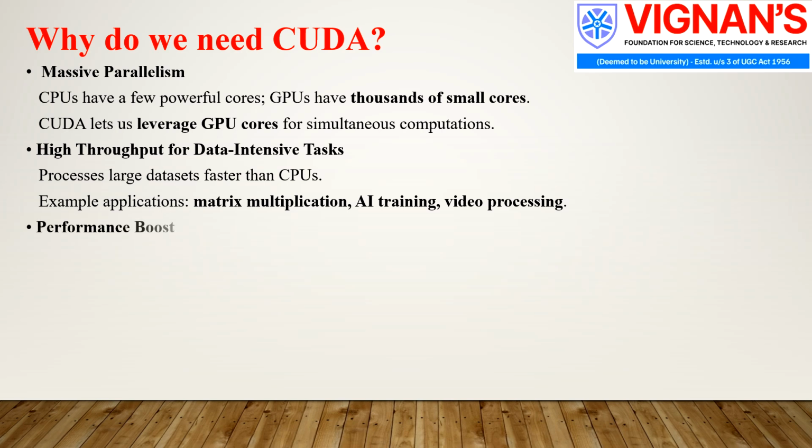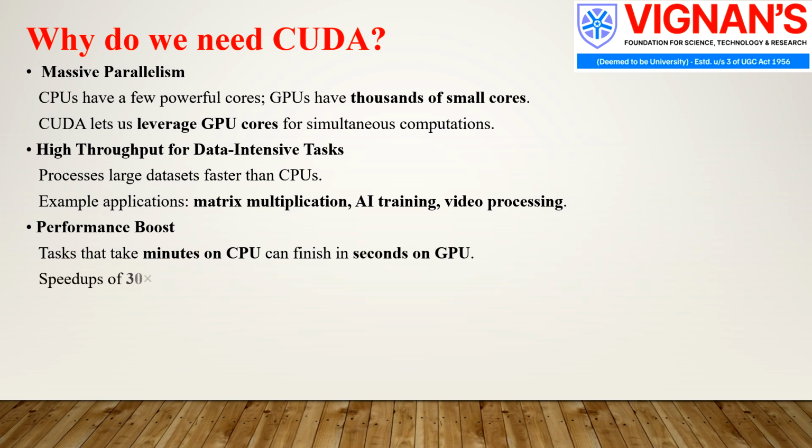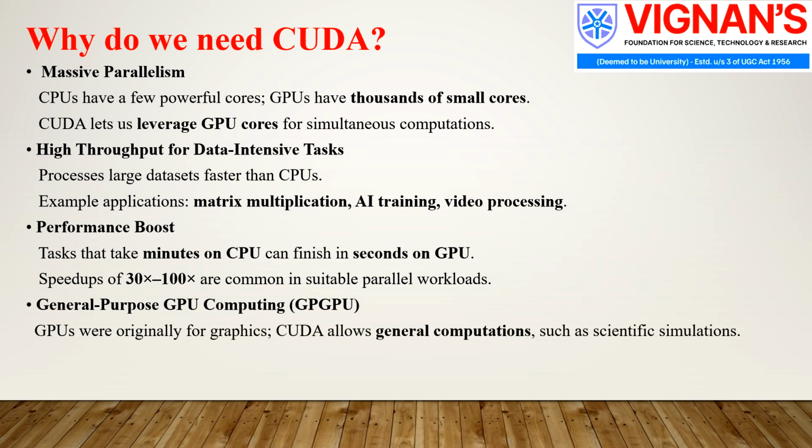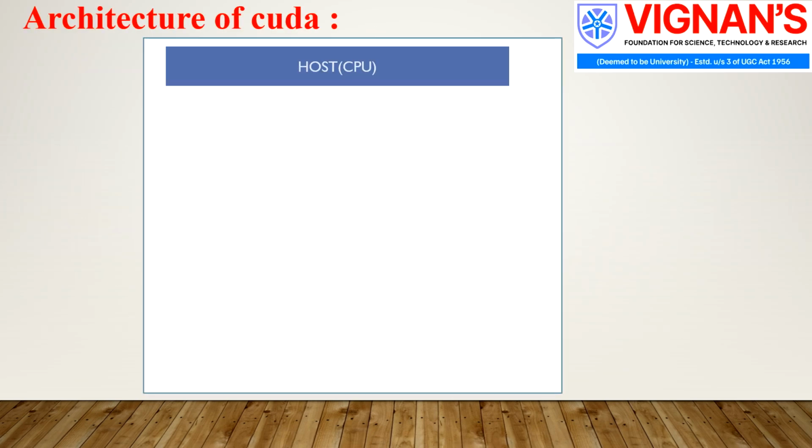Third, performance boost. Tasks that may take minutes on a CPU can often be completed in seconds on a GPU. In suitable parallel workloads, speedups of 30 to 100 times are common. Finally, general-purpose GPU computing. GPUs were originally designed for graphics, but CUDA enables them to perform general computations, including scientific simulations.